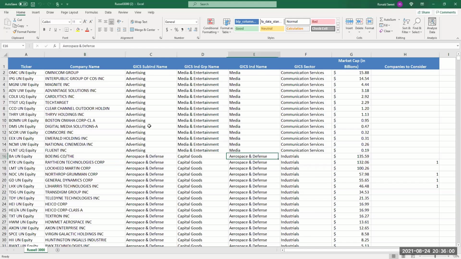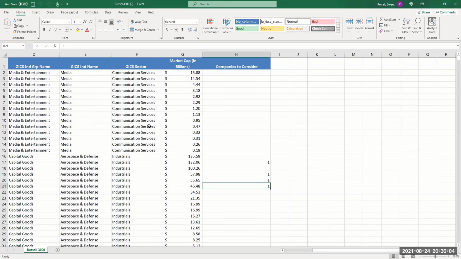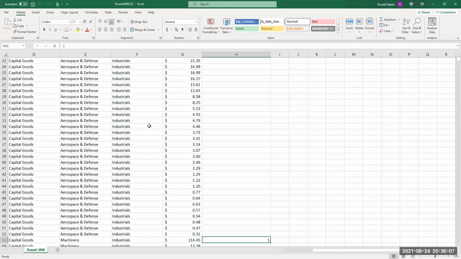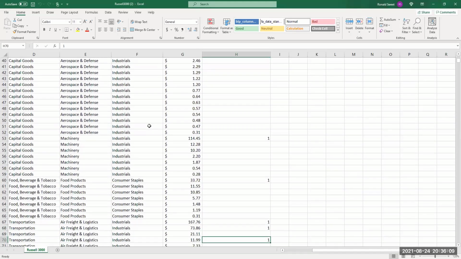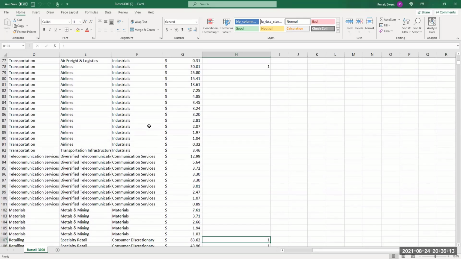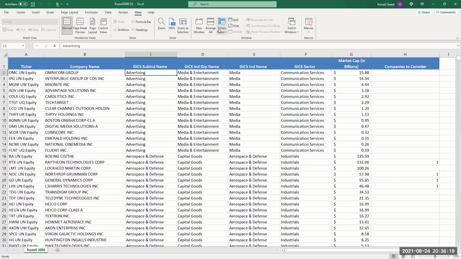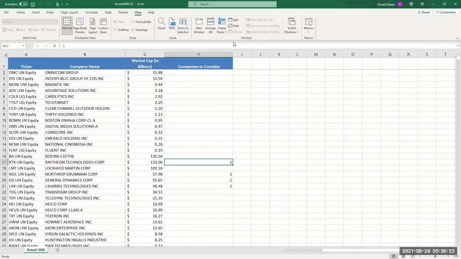So what I did over on the side is I put some ones by companies that I know have worked well in the past. I'm not saying they'll work well now. I need to look at the numbers, especially after COVID. But you just look down and you'll see. So you might freeze the frames and just go down the ones and just see what's there.